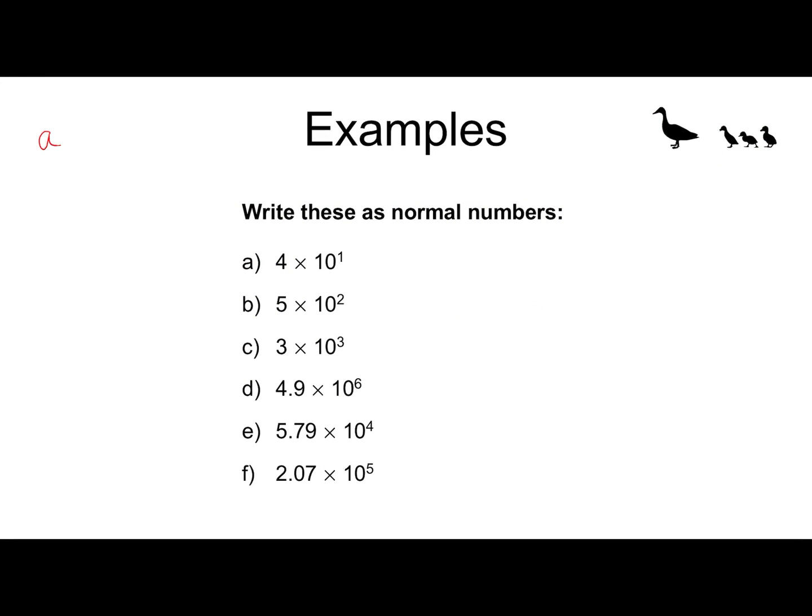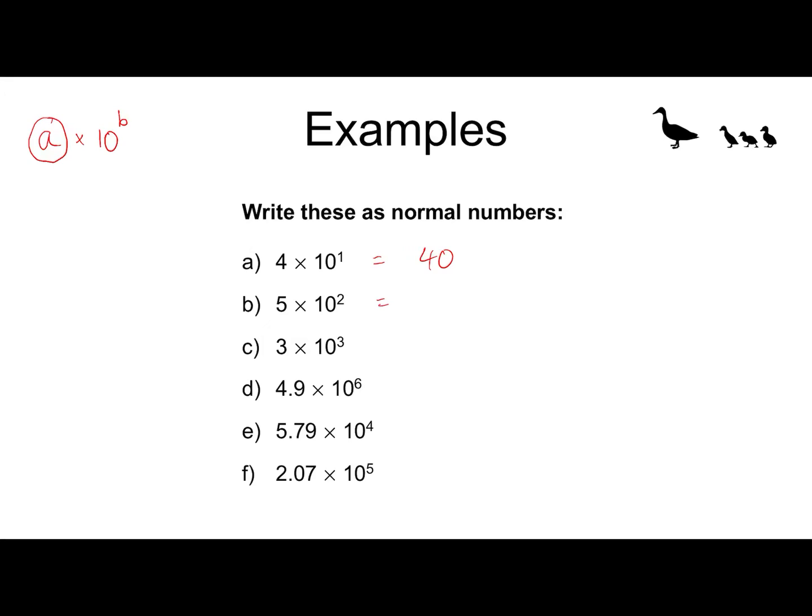Okay, now remember, standard form is always a number between 1 and 10 times 10 to the power of an integer, okay, a whole number. If it's not written like that, it's not standard form, i.e. if this number is not between 1 and 10, it's not standard form. But all of these numbers are standard form. What we can do is write them as normal numbers. 4 times 10 to the power of 1, that's just the same as 4 times 10. The answer is 40, right?